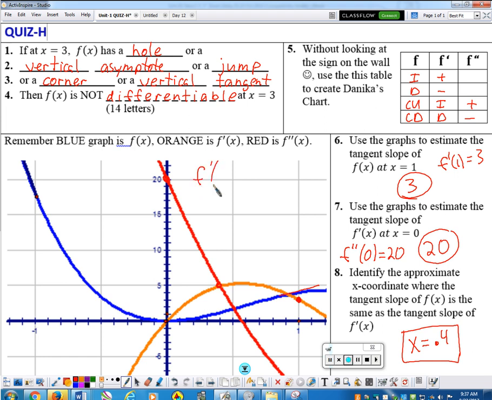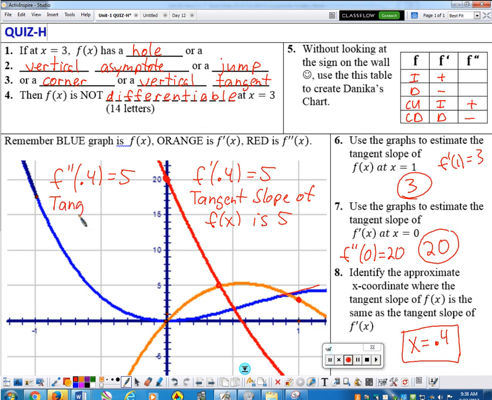So because F prime of 0.4 has a value equal to 5, that means the tangent slope of F is 5. And then same idea, because F double prime of 0.4 is equal to 5, we know that the tangent slope of F prime is 5 at that same x coordinate. Questions? Cool.